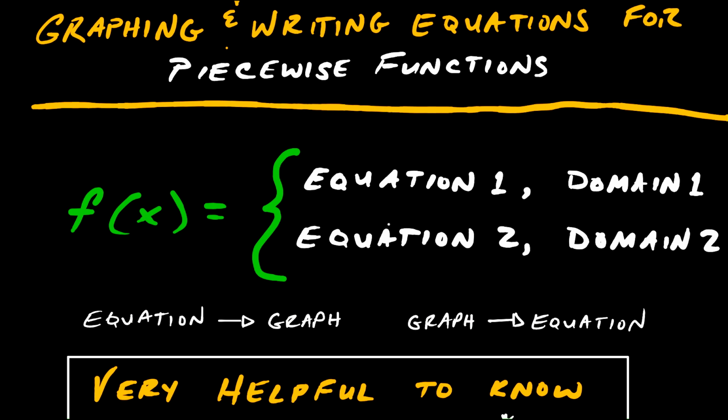Now in this example, you see that there are two equations, but a piecewise function can have 3, 4, 5. It's endless. And we'll take a look at two examples where we go from the equation to a graph, one with two equations and another with three. And then we'll look at an example where we go from a graph to an equation.